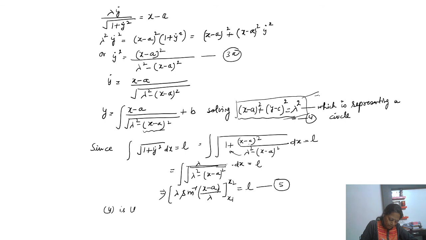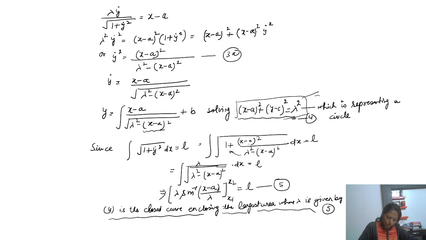So 4 is the curve, closed curve, where इसको और लिख दो, closed curve enclosing the largest area where lambda is given by 5. So this is your complete solution of the isoperimetric problem.